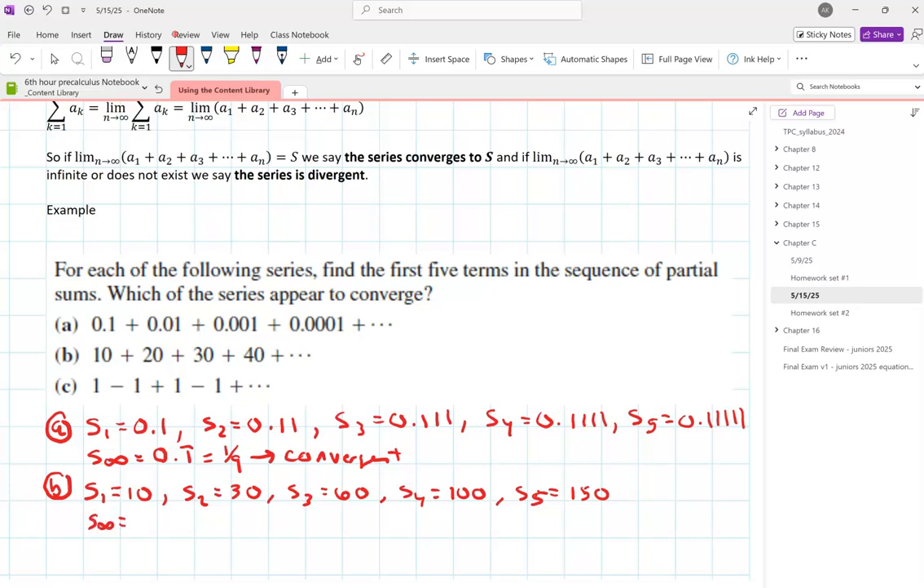Here I would say it also should be pretty obvious what's going on. If I add up infinitely many of these, it's heading to infinity, right? Each partial sum is bigger than the previous. In fact, the rate at which they're growing is increasing each time. We went up by 20 and then up by 30 and then 40 and 50. So this is growing faster each time. That's bombing on off to infinity, so we'd say that this is divergent.